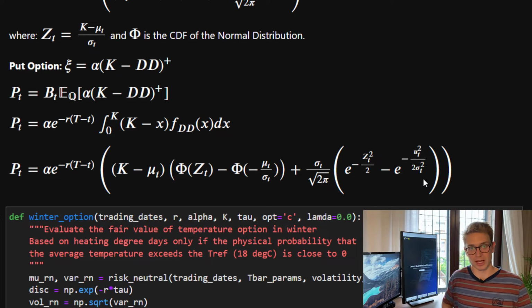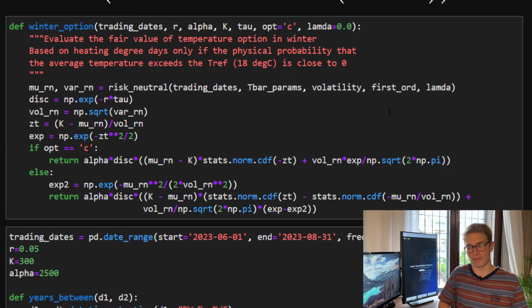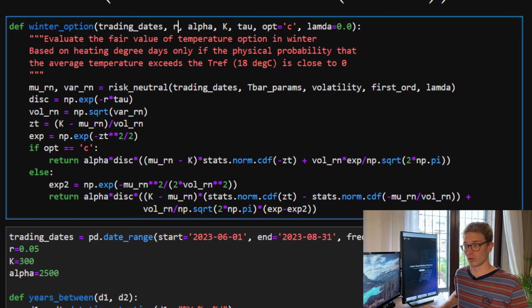So now let's apply both of those formulas using Python. Again, only for a winter option can you use this scenario. We've got our trading dates, our risk-free rate. We've got our alpha, which is that dollar per tick. We've got our strike, our tail, and then our option type. We've also got lambda, which is our new risk neutral parameter, which is equal to 0 by default.